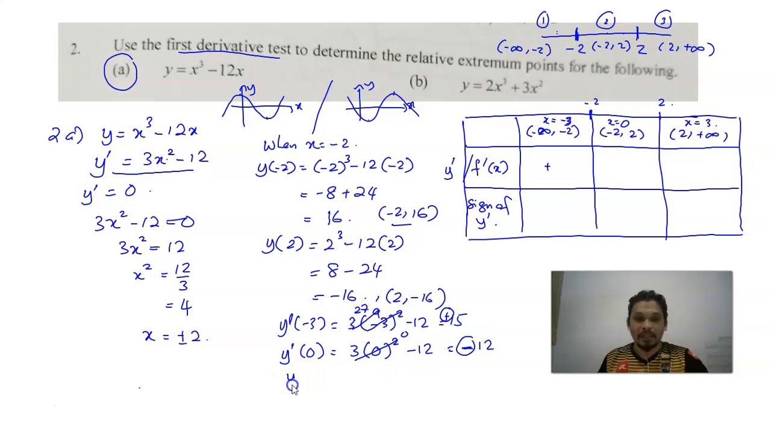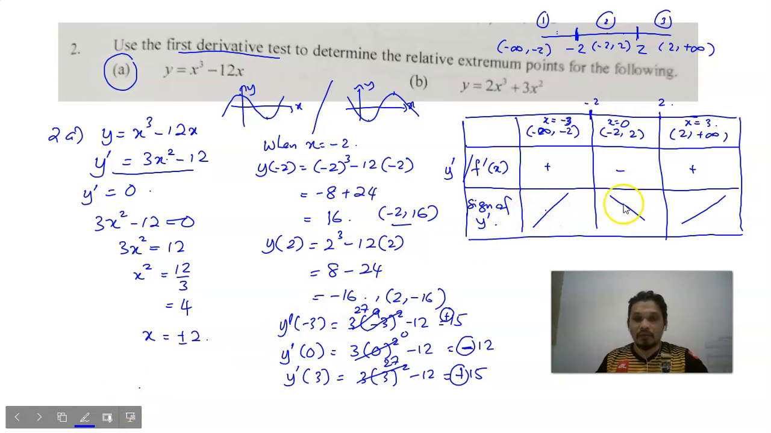Negative. And then y prime where x equals 3: 3 squared is 9, 9 times 3 equals 27, minus 12 equals positive 15. Okay, positive, negative, and positive. So the sign of y prime here is positive, negative, and positive. This is the sign of the gradient.